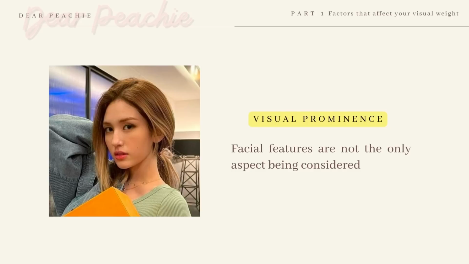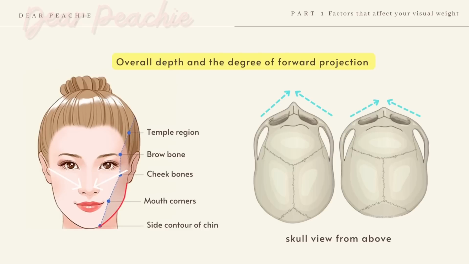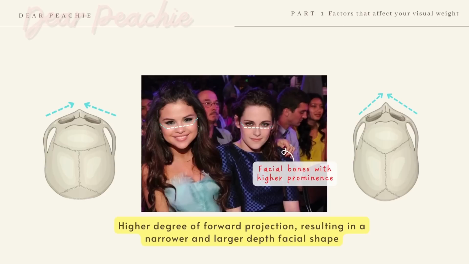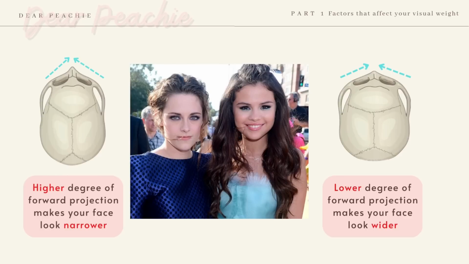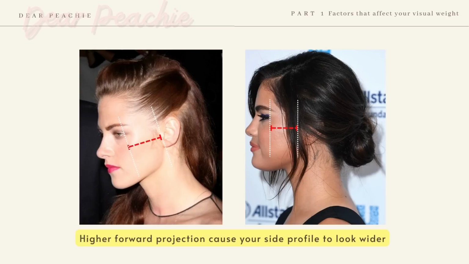When we talk about visual prominence, facial features are not the only aspect being considered. The overall depth and the degree of forward projection of the facial bones are important too. Facial bones with higher prominence often have a high degree of forward projection, resulting in a narrower and larger depth facial shape. When viewing from the front, a higher degree of forward projection makes your face look narrower, whereas a smaller degree of forward projection makes your face look wider. However, the opposite applies to the side profile. Higher forward projection causes your side profile to look wider instead.